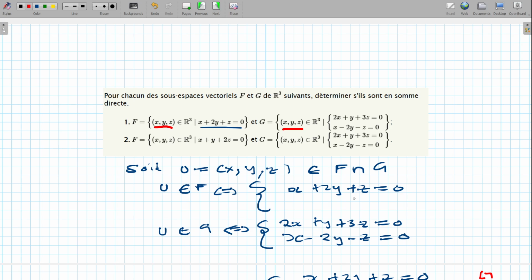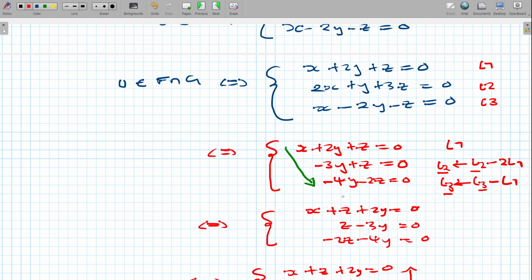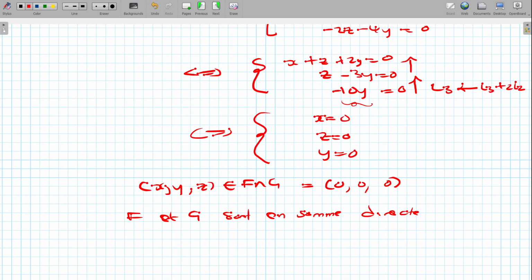Okay. So that is for the first exercise, for the first problem. Now let's look at the second problem and what we can do. For the second problem, we're still going to repeat the same steps. So let's keep going.